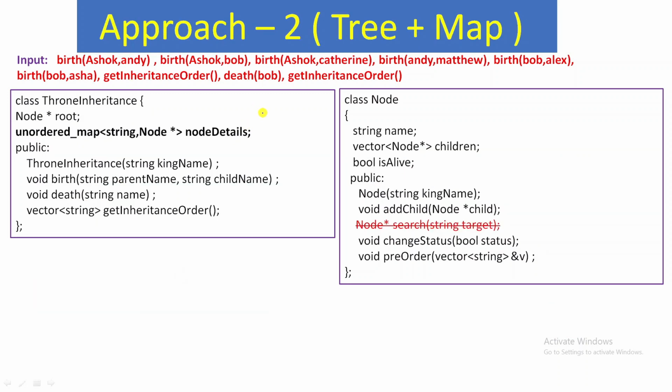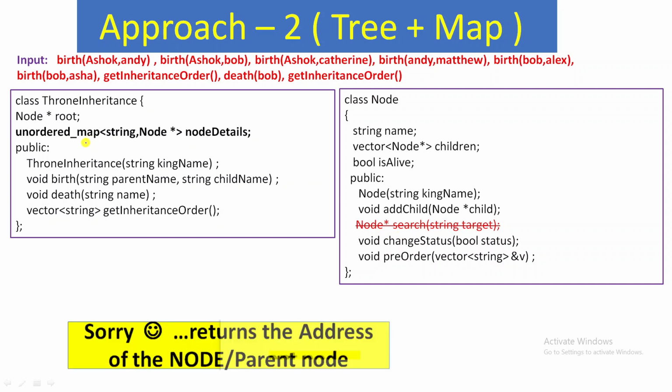Now in the second approach, as I have discussed earlier, we will be using the map along with the tree. Why are we using the map? So that we can reduce the time complexity of the searching. We will not be using the search API. We can take the help of the map to find out the address of the parent node. This search was also doing the same thing, returning the node address of the parent. The same thing I can do with the help of the map. So let's see how.